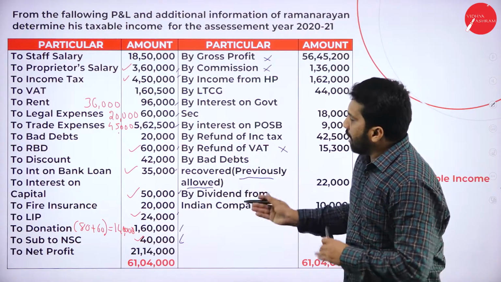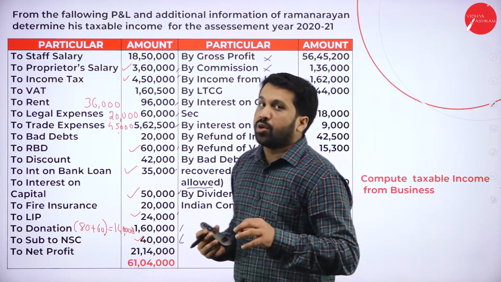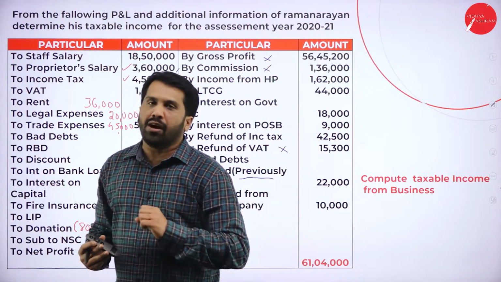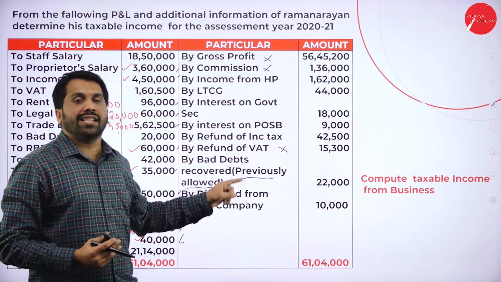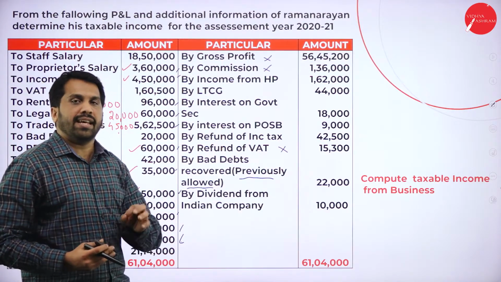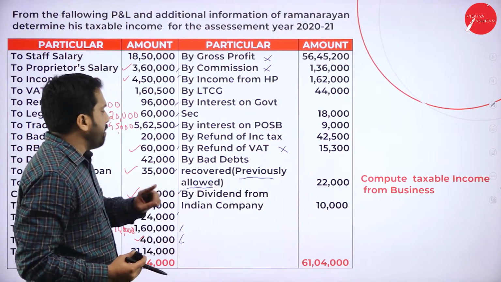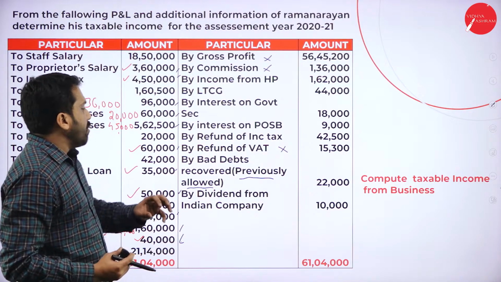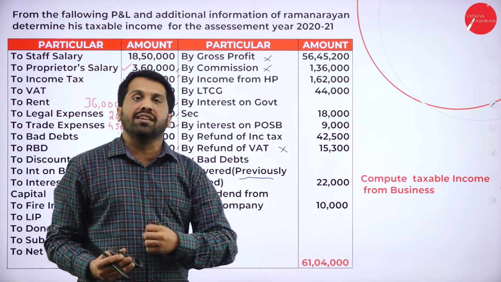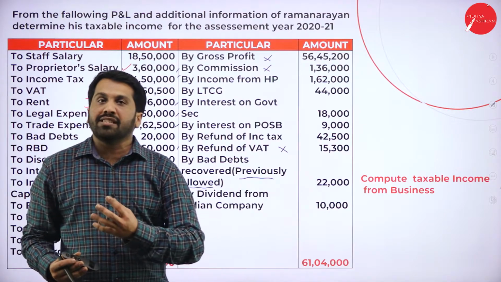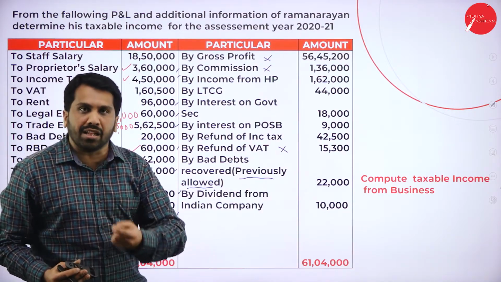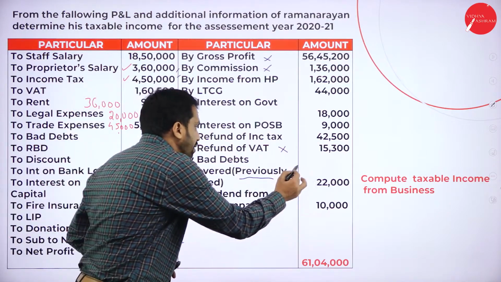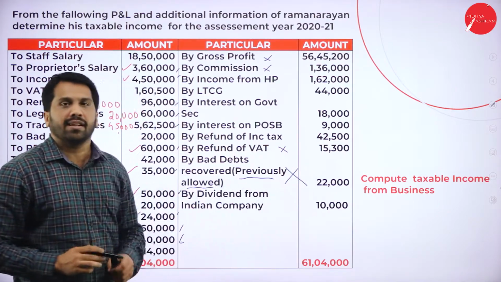Previously allowed. If it was previously allowed, there is no need to allow it now. Remember, if this word is not there, then we are supposed to take it. Again, I'll repeat, very important. Bad debts which are recovered: if previously allowed, then you are not supposed to take; if previously disallowed, then we are supposed to take.